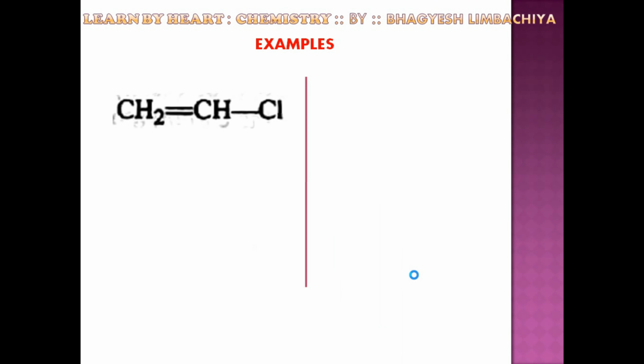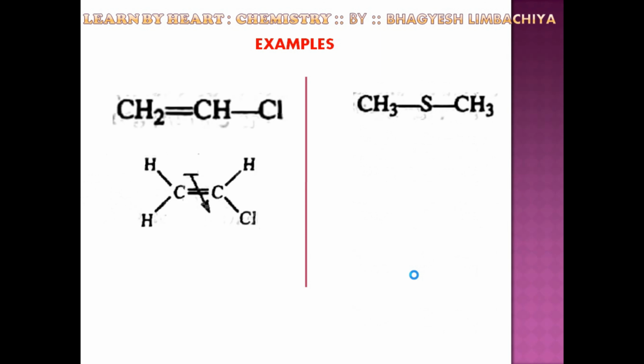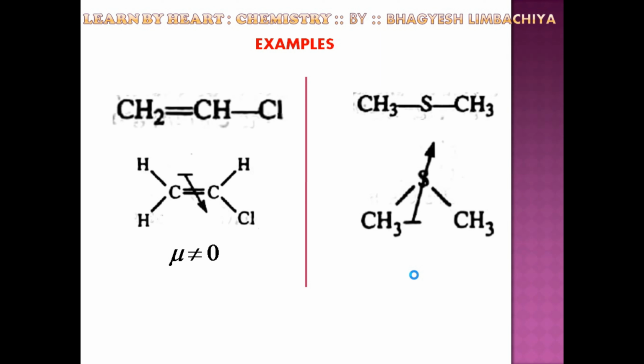Now we are taking some examples. See, this is vinyl chloride. So we know that in vinyl chloride, dipole moment will be downward from carbon to chlorine. So mu will not be 0. In the second, sulfur is more electronegative than both of the methyl groups. That's why overall dipole moment will be upward. Mu will not be 0.